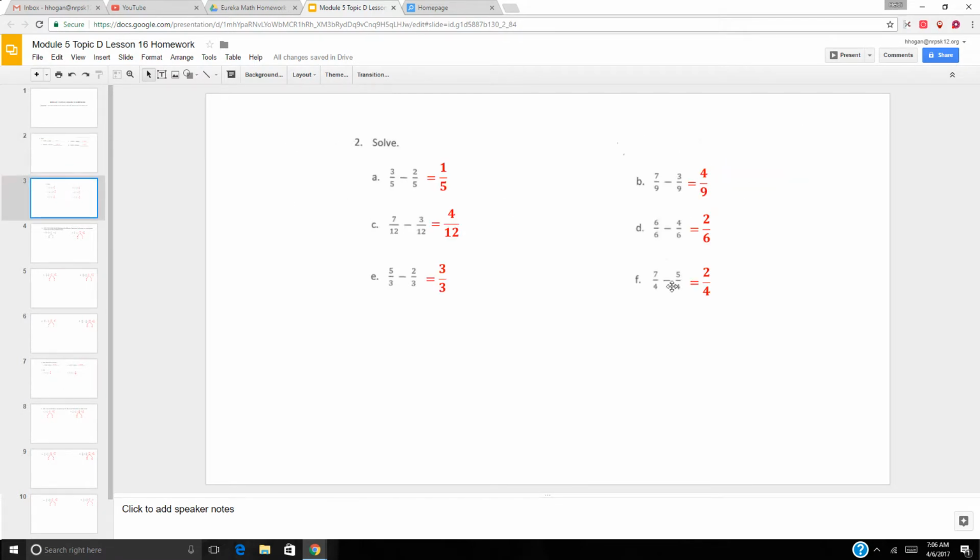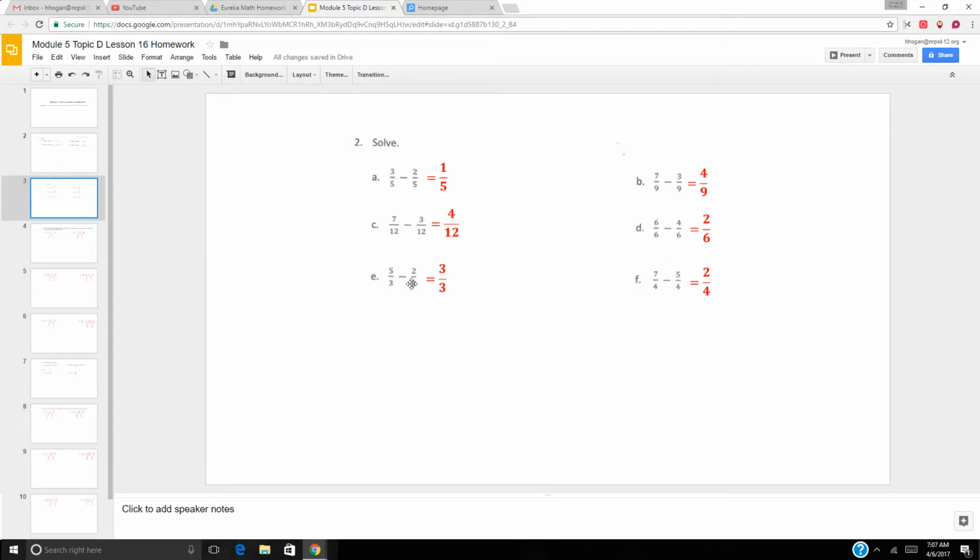So now we're going to do it with actual fractions. 3 fifths minus 2 fifths. Well, 3 minus 2 is 1, so it's 1 fifth. 7 ninths minus 3 ninths. Well, 7 minus 3 is 4, and they're ninths, so 4 ninths. 7 minus 3 is 4, and they're in twelfths. 7 twelfths minus 3 twelfths is 4 twelfths. 6 minus 4 is 2. 6 sixths minus 4 sixths is 2 sixths.